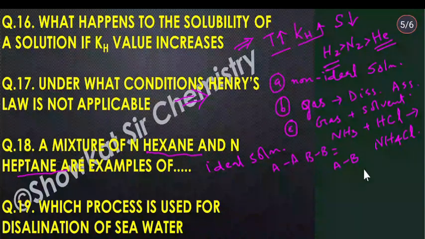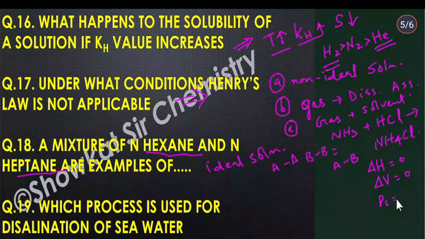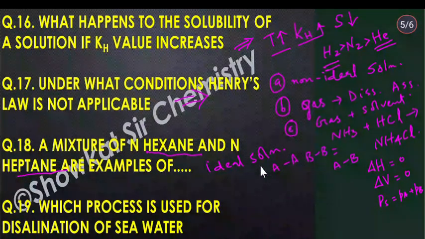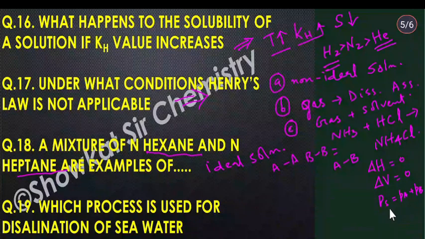And for ideal solutions, I have already told you that delta H mixing will be equal to 0. Similarly, delta V mixing will be equal to 0, isn't it? And similarly, the total vapor pressure will be equal to the sum of the partial pressures of the components, A and B, let's say. So this will be your ideal solution. In the case of a non-ideal solution, these interactions are not equal. Similarly, delta H will not be equal to 0, delta V will not be equal to 0, and the total vapor pressure of the solution will not be equal to PA plus PB. You have to remember this, isn't it?